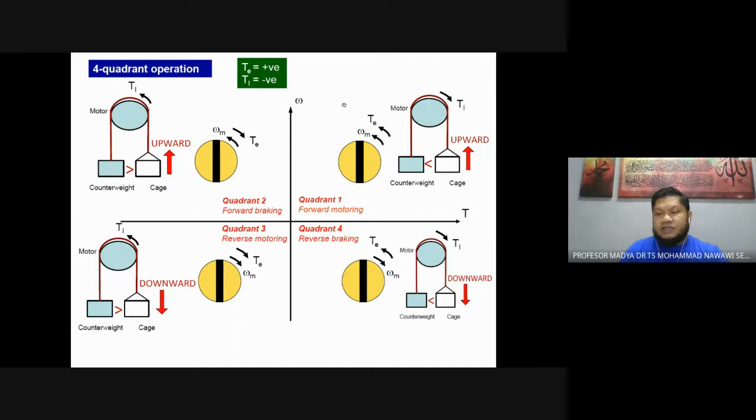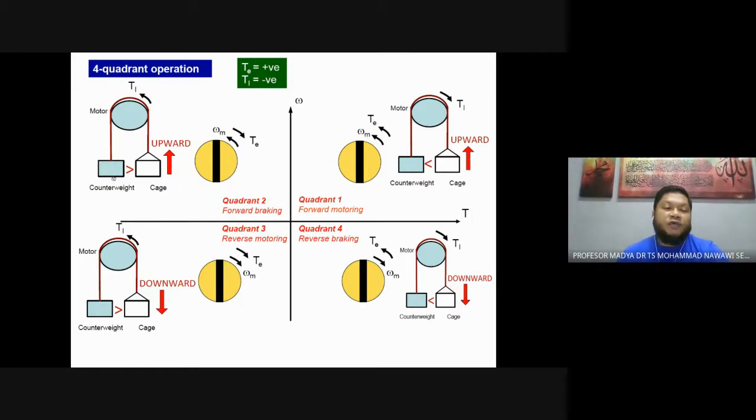So actually, in this condition, the motor operates with a forward motoring. You can change the torque so that it moves or rotates with the same rotation of the motor, upward. Okay, so next, the forward braking.